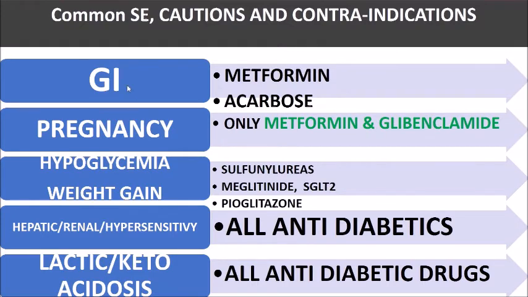And GI problems. All anti-diabetic medicines cause GI problems like dyspepsia, nausea, and diarrhea. But it's especially more significant with metformin and acarbose. One of the main reasons why people stop taking metformin is problems with abdominal pain, nausea, or diarrhea. And acarbose is even worse than metformin when it comes to GI problems.